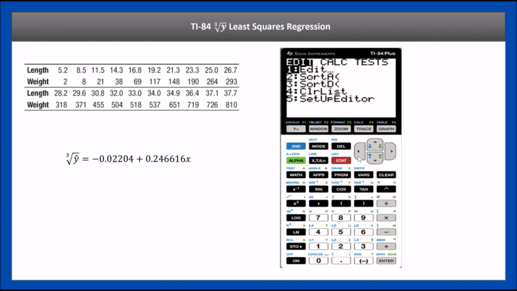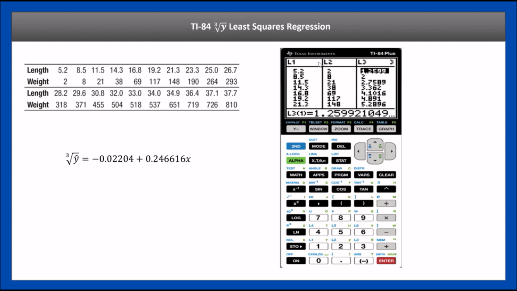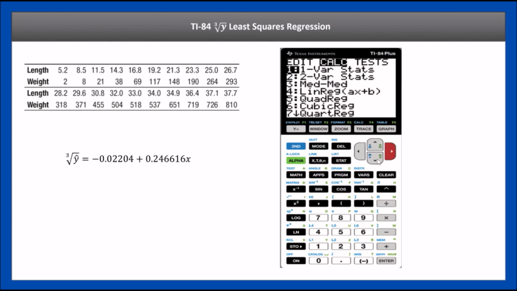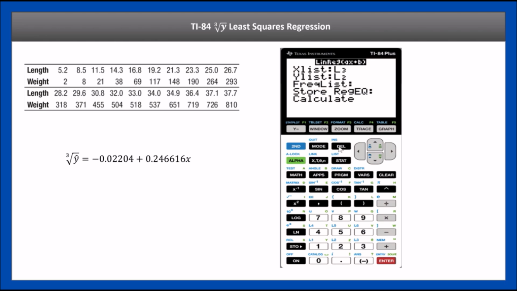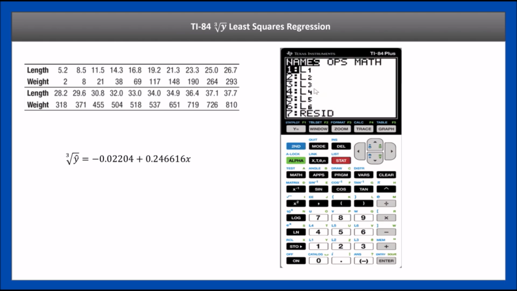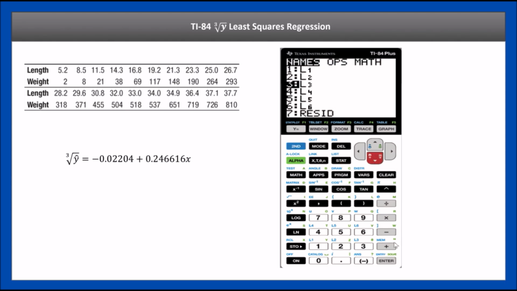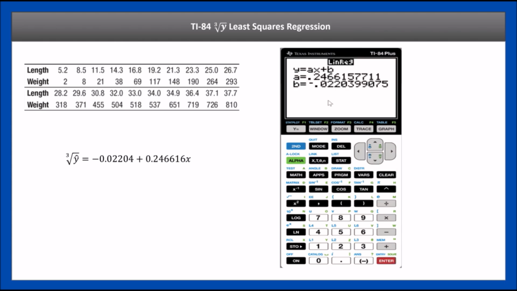So first we're going to go stat, edit. Let's make sure that you have your L1, L2, and L3 just like in the previous steps. Let's quit out of that. Let's go to stat, go to calc, go down to linear regression. Again, do the X list, change that with second stat, change that to L1, change the Y list to L3. Go down to calculate, and there it is.